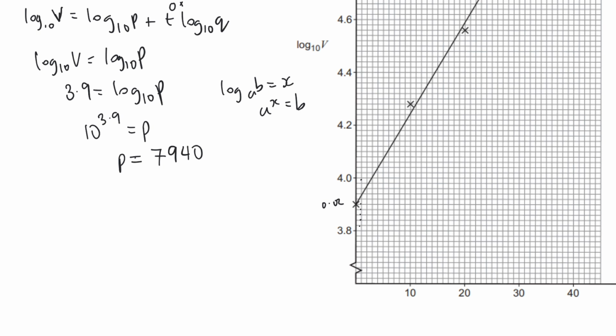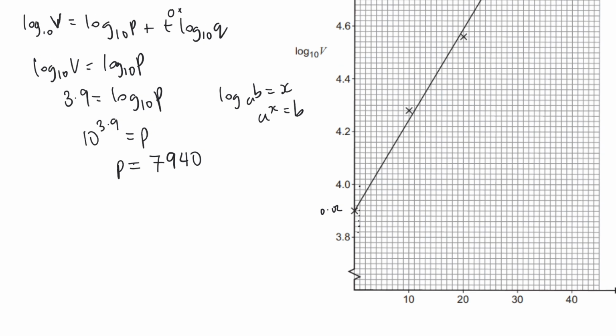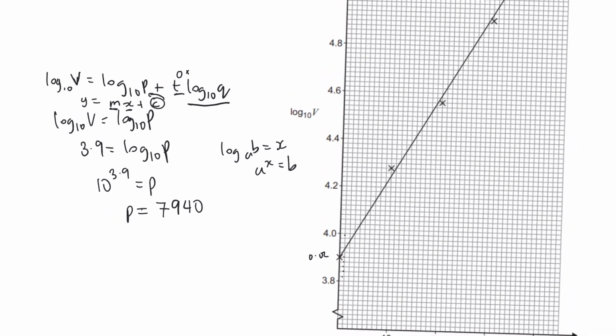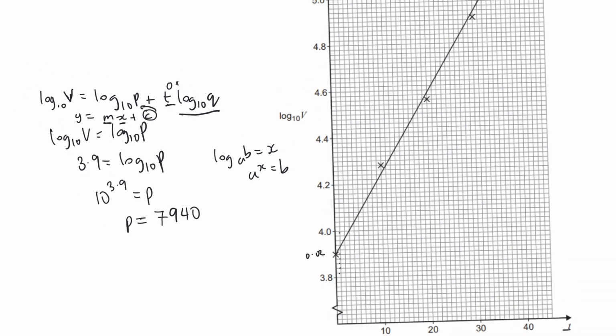And then in terms of our Q, based on the formula, based on y is equal to mx plus c, if we know our c, our y-intercept, is log 10 P, then our m, our gradient, is equal to log 10 Q, as our x value, based on the graph, is T. So in order to work out our gradient, we're just going to use 2 points from the graph. For instance, we could pick literally any 2 points. So we could pick this one here.